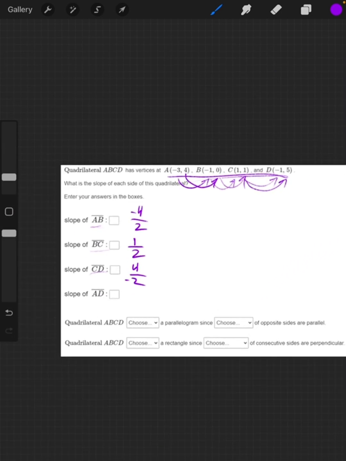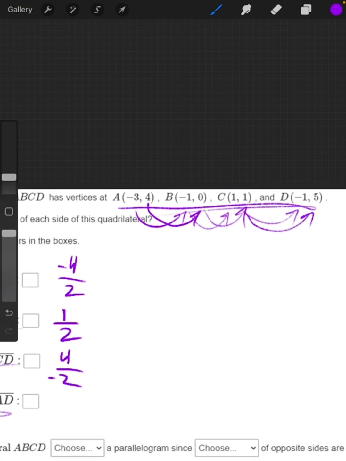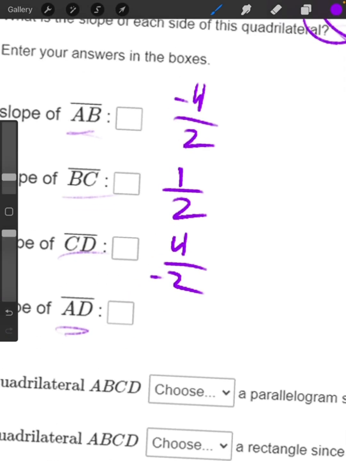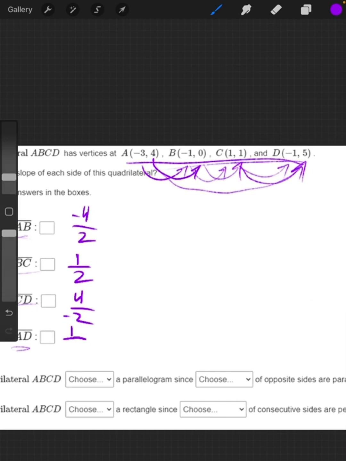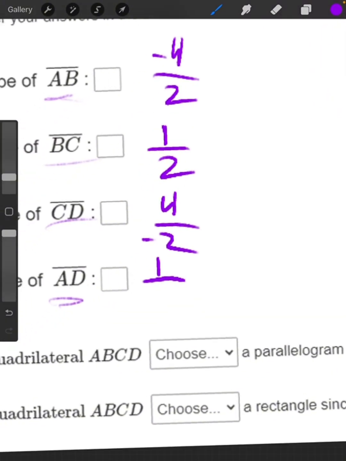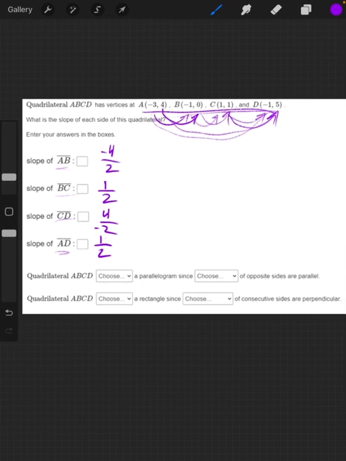And then the final one is A to D. For y's, it went from 4 to 5, which means it went up 1, which is positive. And for the x's, it went from -3 to -1, which means it went right 2. Up 1, right 2. Okay. Now we got all our slopes.